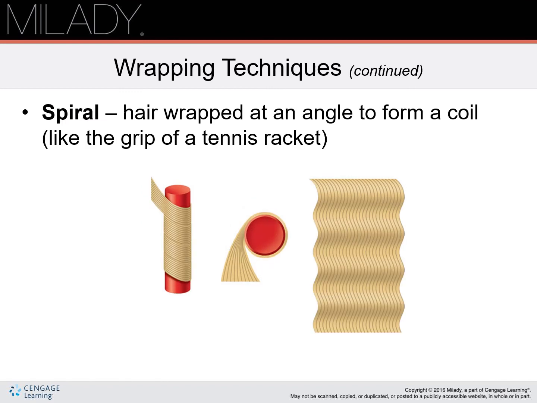Then you have a spiral wrap. In a spiral wrap, the hair is wrapped at an angle other than perpendicular to the length of the rod, which causes the hair to spiral along the length of the rod like stripes on a candy cane. This wrapping technique causes the size, diameter of the curl to remain constant along the entire length of the strand and produce a uniform curl from scalp to ends.